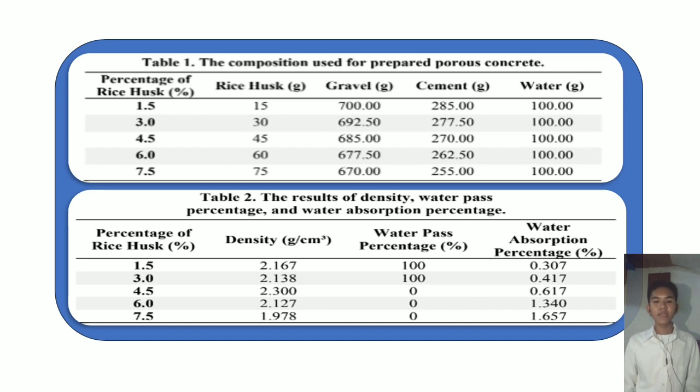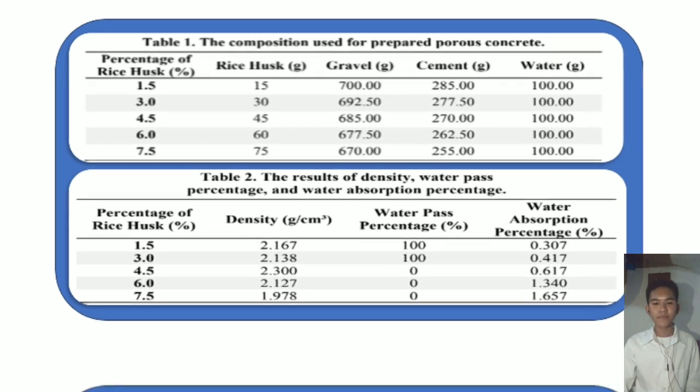And lastly, the absorption test, which can be calculated using the equation W_A equals W_2 minus W_1 over W_1 times 100%, where W_A is the water absorption percentage, W_1 is the dry sample weight in grams, and W_2 is the wet sample weight in grams.